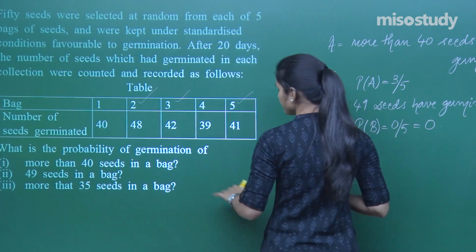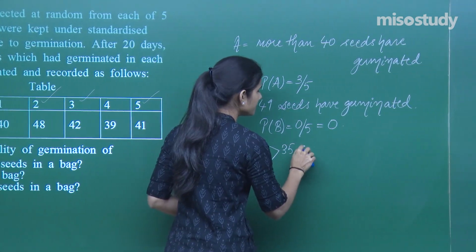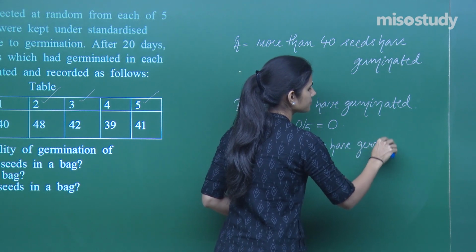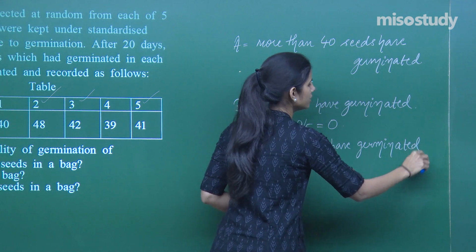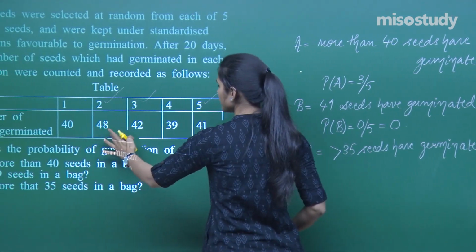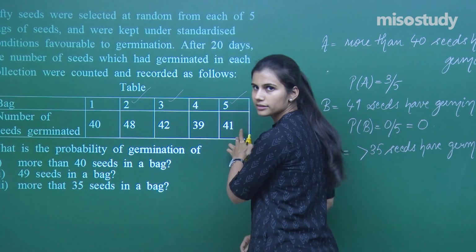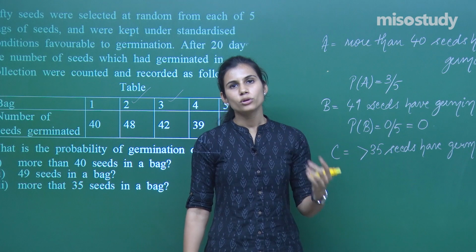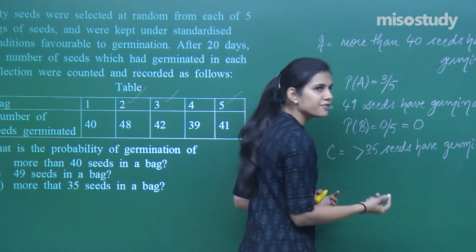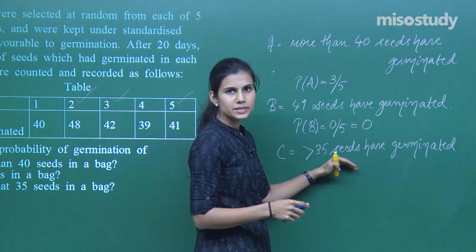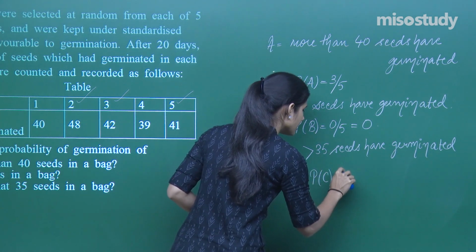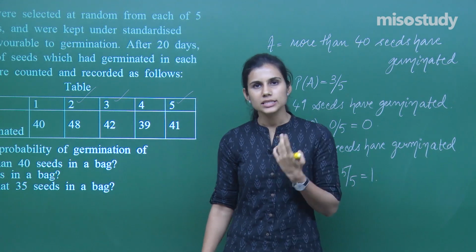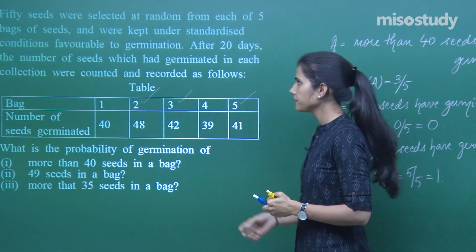Next is more than 35 seeds. Greater than 35 seeds have germinated. Greater than 35, this is greater than 35, and so on in every bag. So out of the 5 bags, in each bag more than 35 seeds have germinated. So in all 5 bags this condition has been satisfied. So probability of C is 5 by 5, which is 1. So C is a sure event or a certain event because its probability is 1.